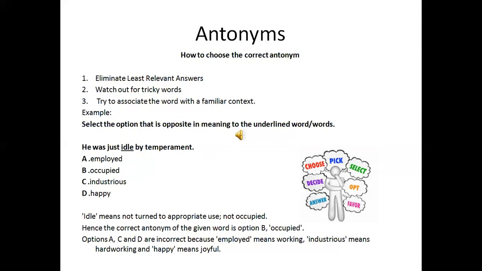So if we look at the example given here, he was just idle by temperament. Idle meaning is not occupied. So here it could be occupied. Correct option, it could be occupied, but we should again look at all the given options and try to comprehend the answer of the question.